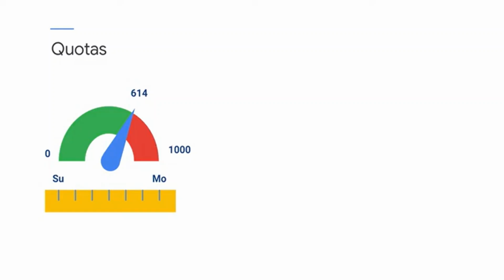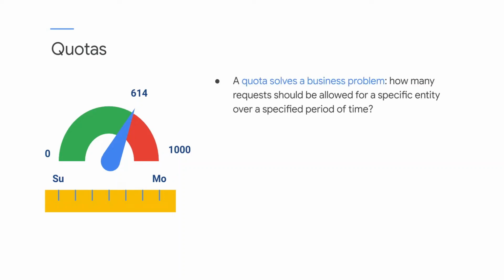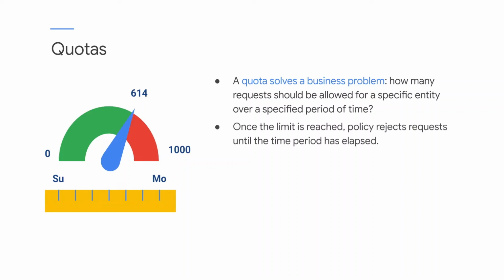Okay, let's go ahead. In the previous video, we talked about spike arrest, which solves a different technical problem: protecting the backend from excessive traffic spikes. Quota answers how many requests should be allowed in a specific time. Each time a request is handled by a quota policy, the counter is checked to see whether the maximum number of requests has been received.